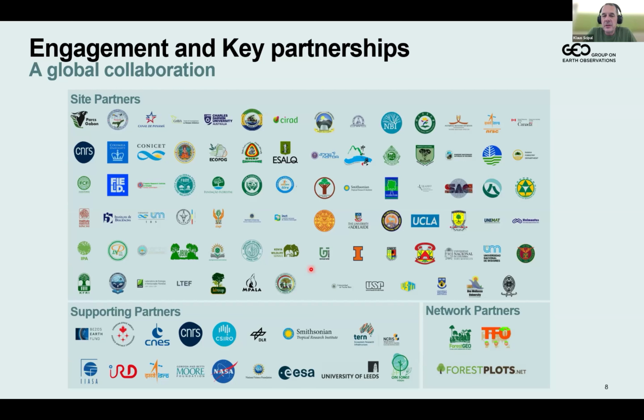Then we have a group of supporting partners. These are the main partners providing the financial support to collect this data. And then we have a smaller group as network partners. These are partners that collect all this data and do the processing of the data, the quality control of the data, and make sure that all the data is available in a consistent format, consistently processed with the same assumptions, so that we can really work with this globally.